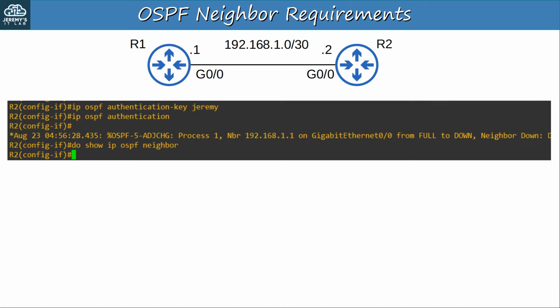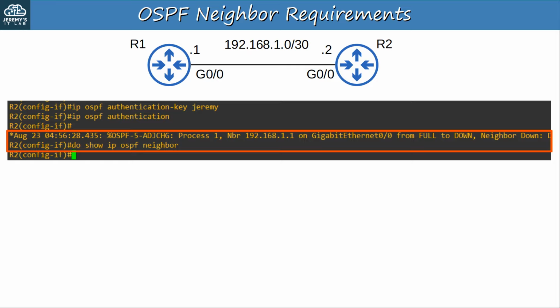The OSPF password is configured directly on the interface too. I used ip ospf authentication-key, followed by a password of Jeremy. Note that this doesn't actually enable OSPF authentication on the interface. The password is configured, but we need to enable OSPF authentication. So I used ip ospf authentication to enable it on the interface.